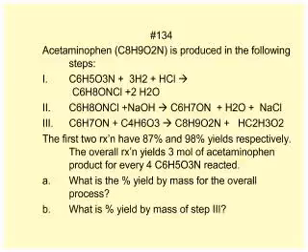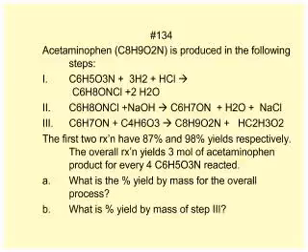Number 134. Acetaminophen, which is the wannabe aspirin, is produced in the following steps. The first two reactions have an 87% and 98% yield, respectively. The overall reaction yields 3 moles of acetaminophen product for every 4 moles of C6H5O3N. What is the percent yield by mass for the overall process? What is the percent yield by mass for step 3?